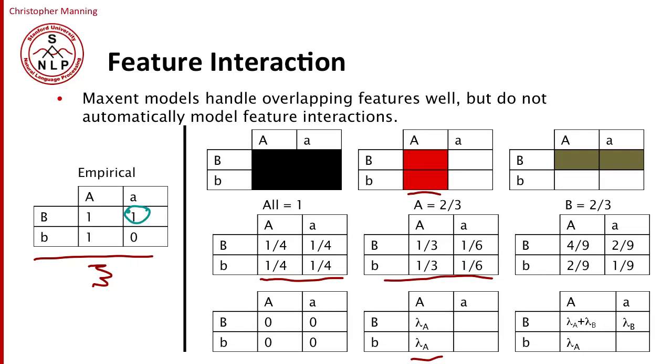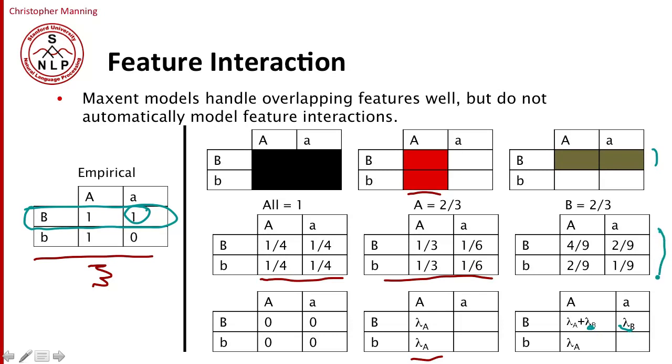Well, the obvious thing to do is to notice that capital B also has an expectation of 2/3 in the observed data. So let's add in a feature that's true if a data point has a capital B, and let's add that to our model with a weight of lambda B. You might be hopeful that that would mean that we model the data perfectly, but actually we don't.